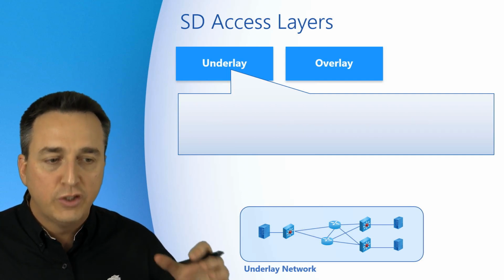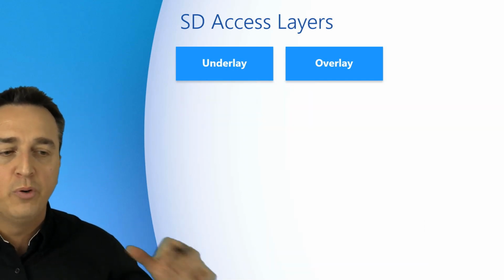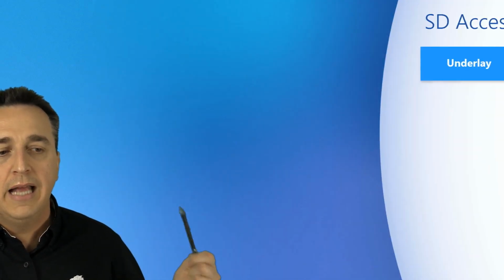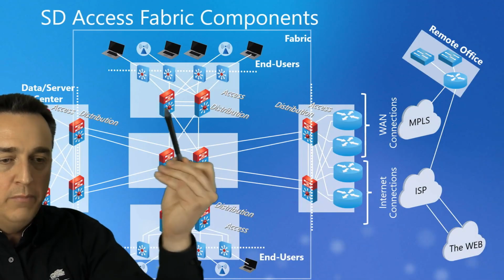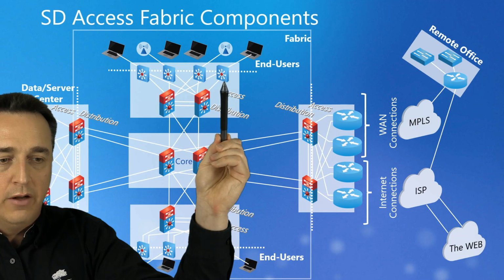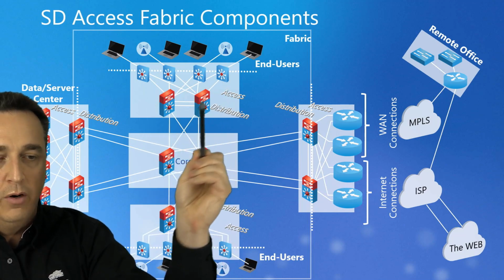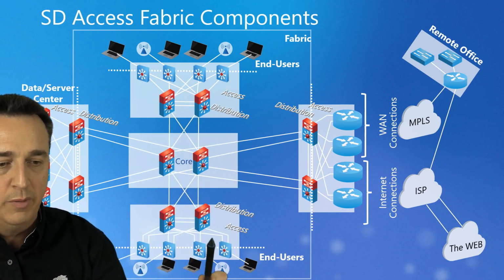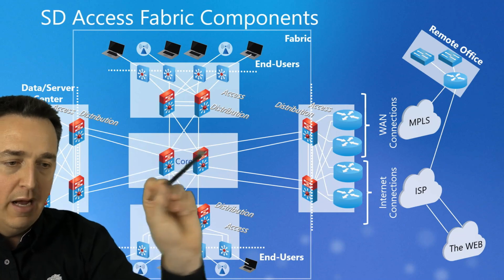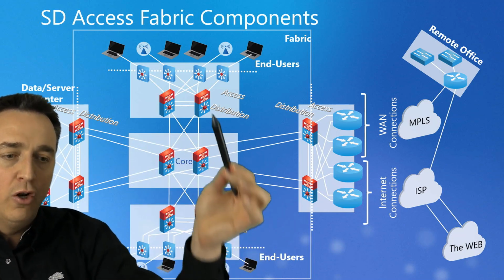So building a solid underlay is your primary concern when developing SD Access. So what does that mean? Making sure that all of these routers, for example, let's say we're running OSPF, are running OSPF, and they can all reach each other.